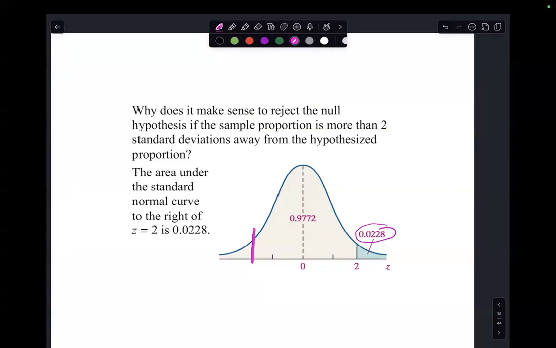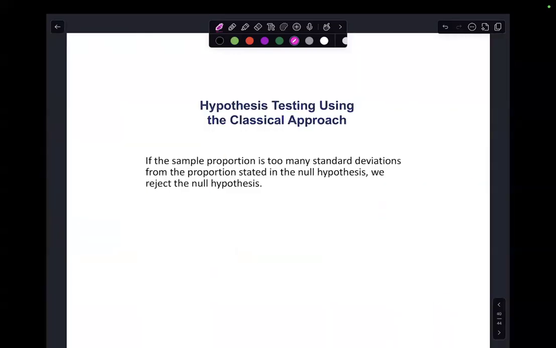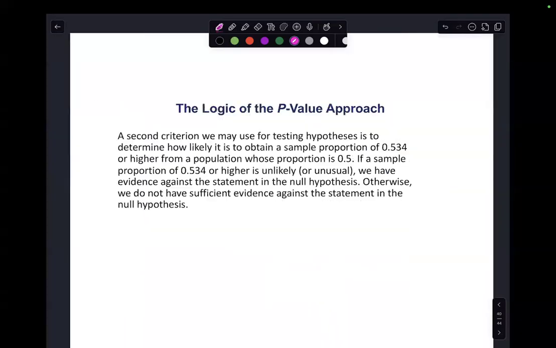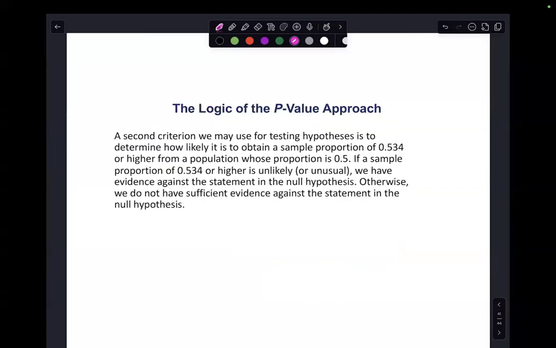You'll see in a second. So I'm going to move on. I already told you this one: we're going to do the p-value approach, the second criteria. A p-value is just a probability. If the probability of getting that sample is highly unlikely or unusual, then we reject the null hypothesis.